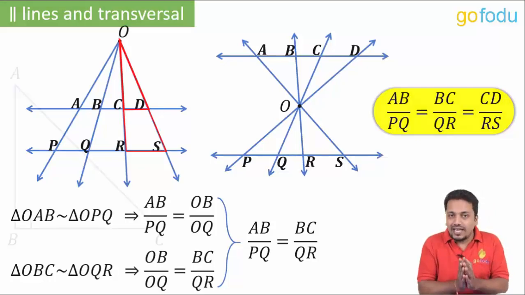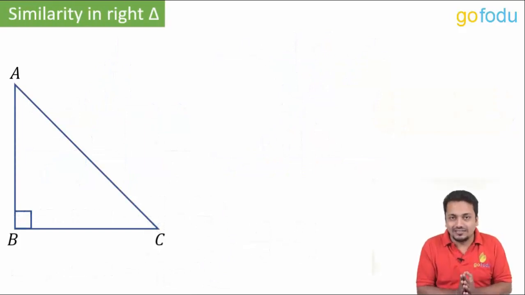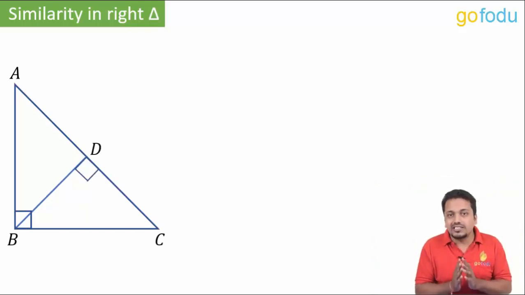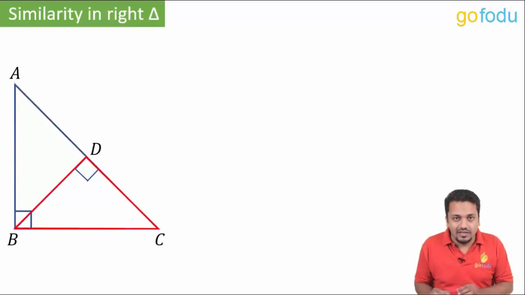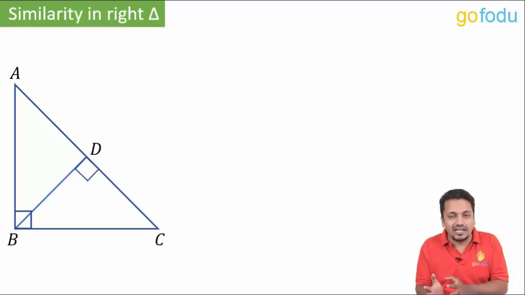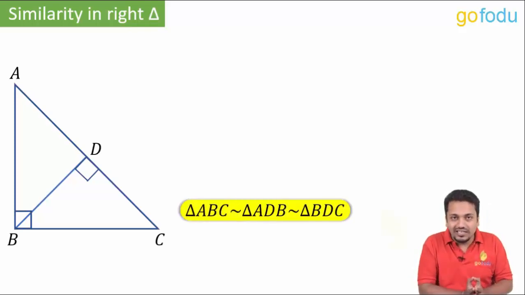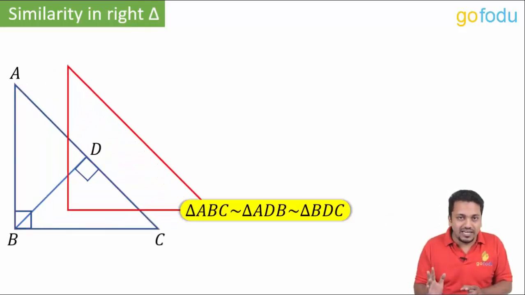Now one more important scenario is of right triangle. When you drop a perpendicular from a right angle vertex to the hypotenuse, the triangle gets divided into two small triangles. Keep in mind that these small triangles are similar to each other and they are similar to the bigger triangle as well. So here BD is perpendicular to AC and triangle ABC is similar to triangle ADB is similar to triangle BDC. Let's draw all the triangles separately.